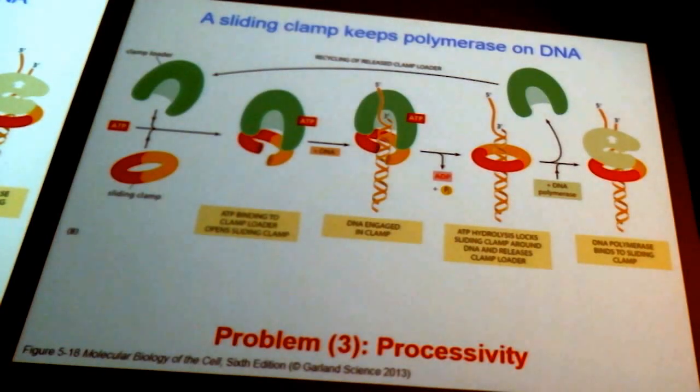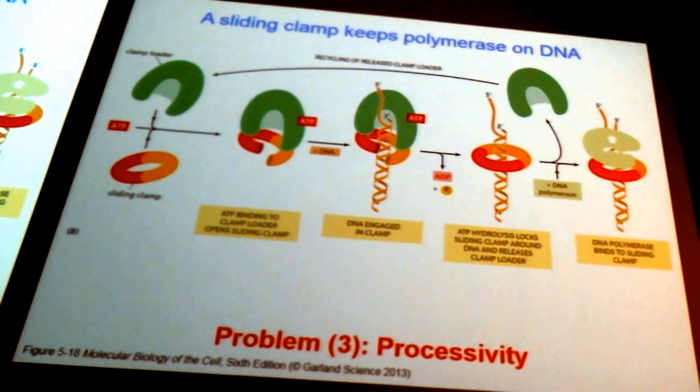So the third problem then is processivity, which I said is, if the polymerase gets onto one end, either leading strand or lagging strand, wherever you want to think of, the 5' end, where it's beginning to make in the 5' to 3' direction, how do we make sure that it doesn't fall off? Processivity refers to the ability of DNA polymerase to keep doing that for a long distance. And that is solved by using something called a clamp.